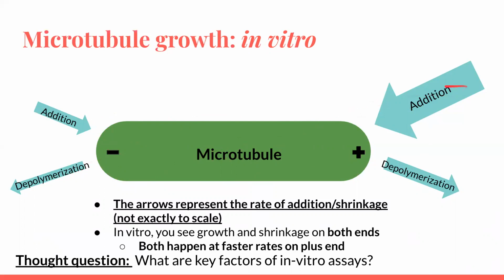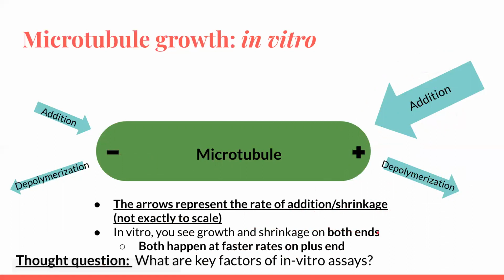But in this diagram, the size of the arrows represents the rate of the addition or depolymerization. The bigger arrow for addition means that addition is happening way faster at the plus end, and so is the depolymerization, to an extent. Interestingly, both happen at faster rates on the plus end. So even though the minus end is where things shrink to, depolymerization is still a little faster on the plus end.